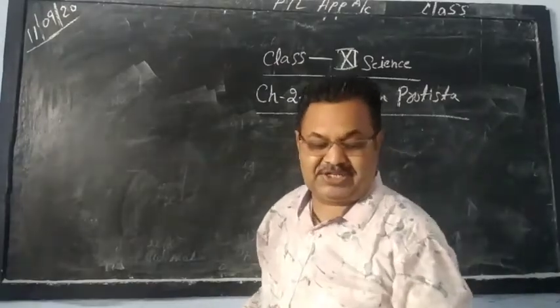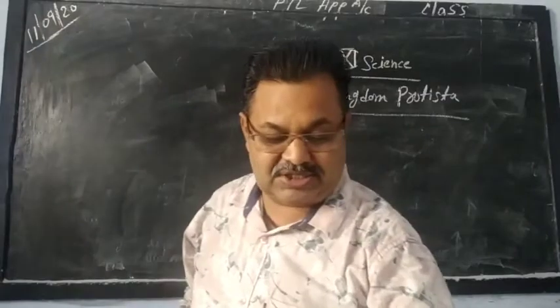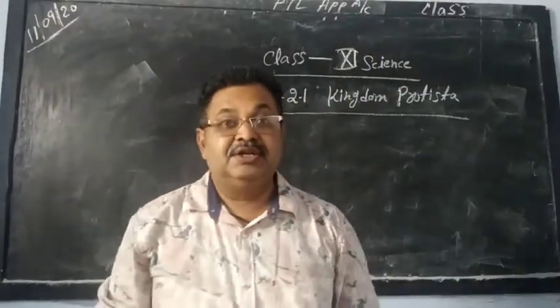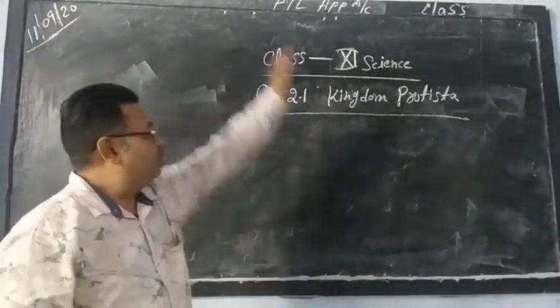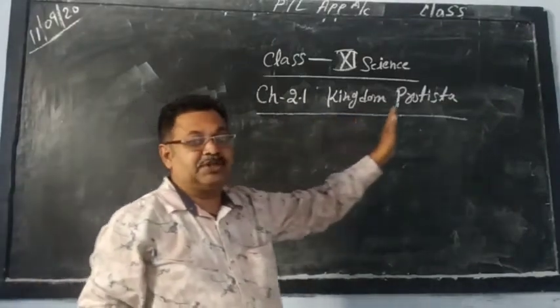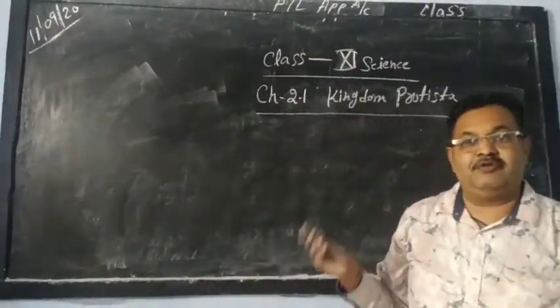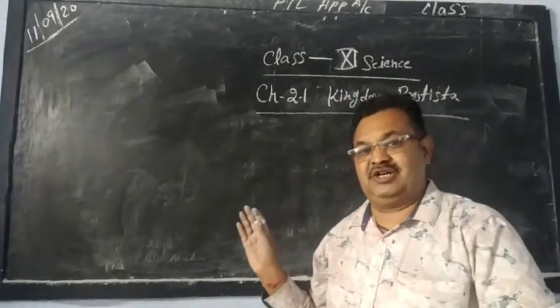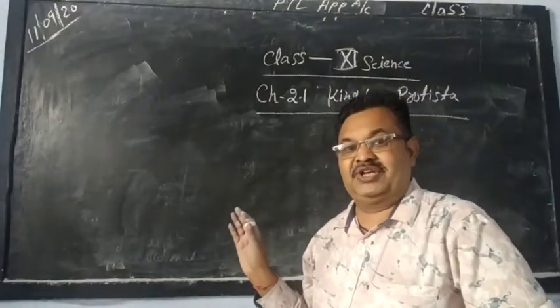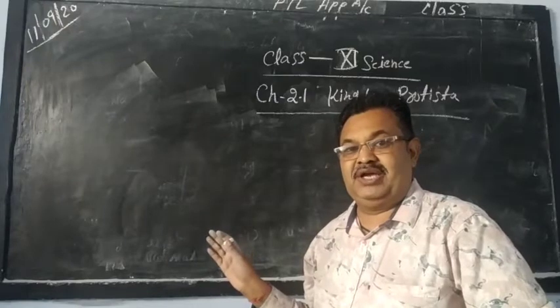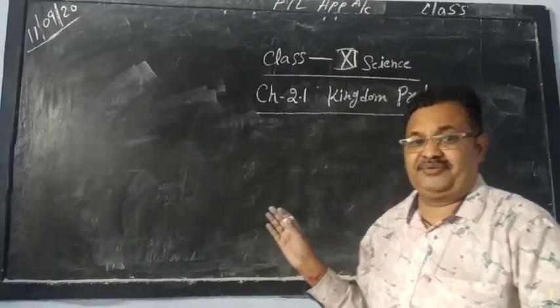Now, in our previous class, we discussed Kingdom Monera. In this class, we will discuss Kingdom Protista. This is the second kingdom of the five kingdom classification system given by Whittaker.